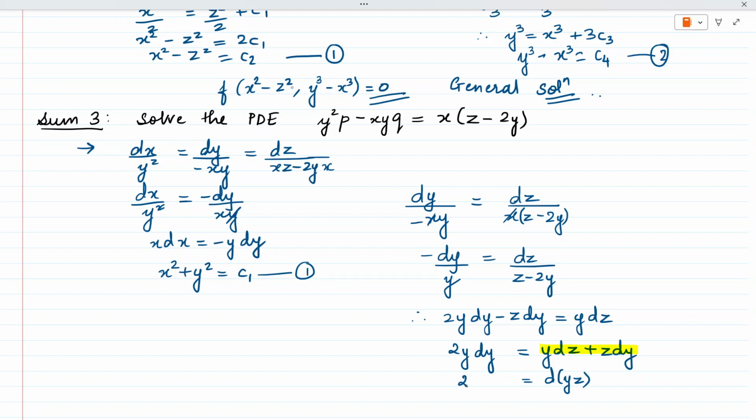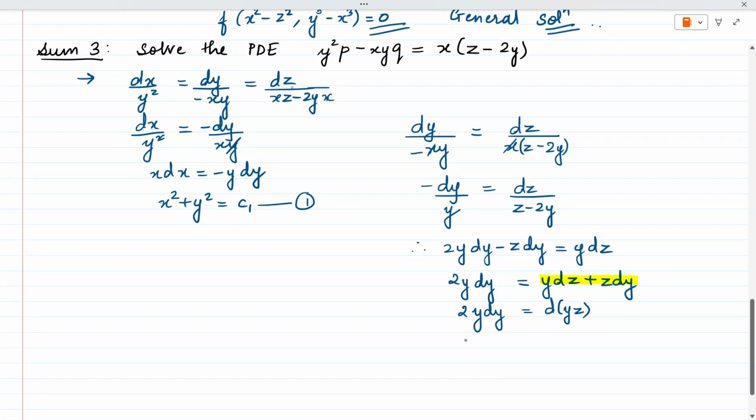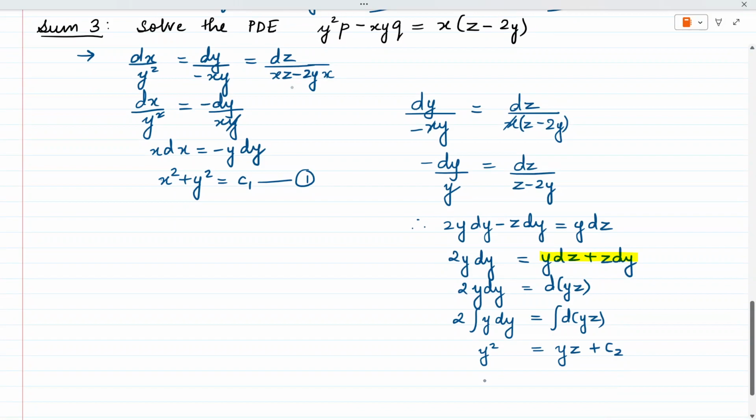Okay. So now what we're going to do is we would now integrate both the sides. We get 2 times integral y dy and here integral of d(yz). The left hand side becomes y square, 2 gets cancelled. Right hand side the integral and derivative cancel each other. We'll be left with yz and there'll be a c2. So we now have y square minus yz is equal to c2.